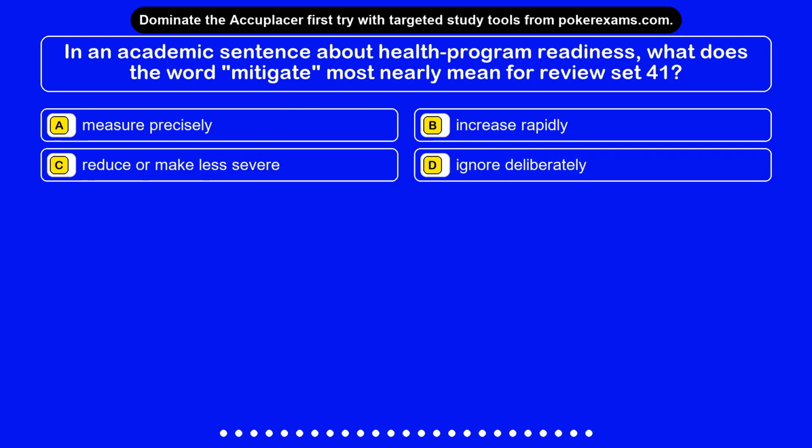Question 15. In an academic sentence about health program readiness, what does the word mitigate most nearly mean for review set 41? Option A. Measure precisely. Option B. Increase rapidly. Option C. Reduce or make less severe. Option D. Ignore deliberately.